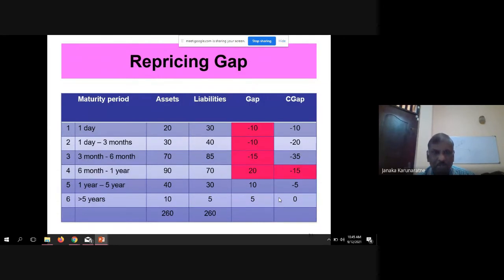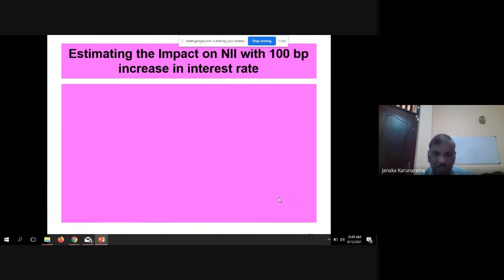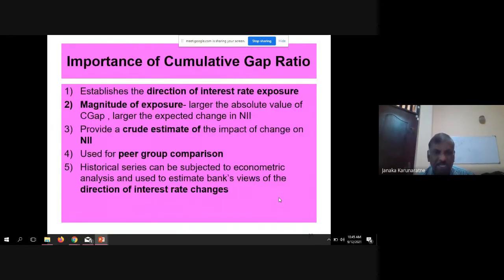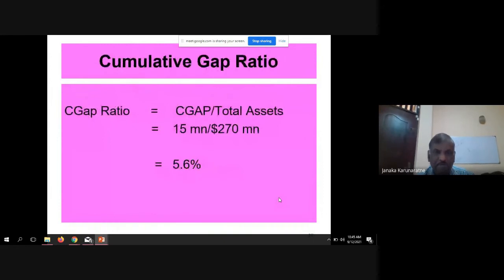Okay. So 270 or 260. 270, yeah, 15 divided by 270. That is 5.6.